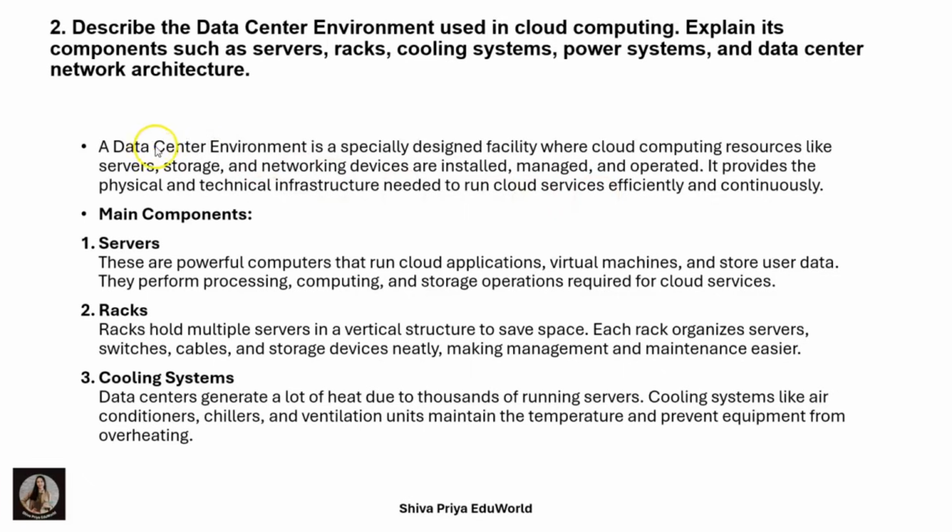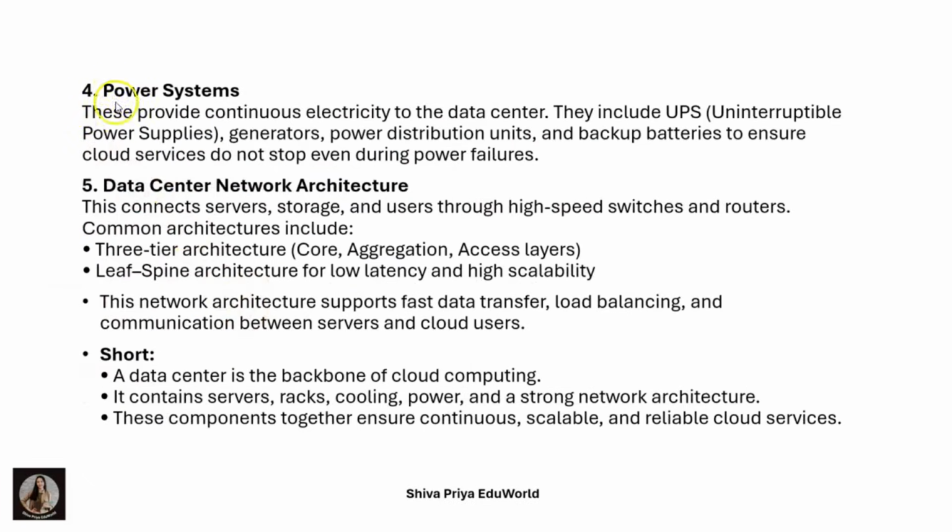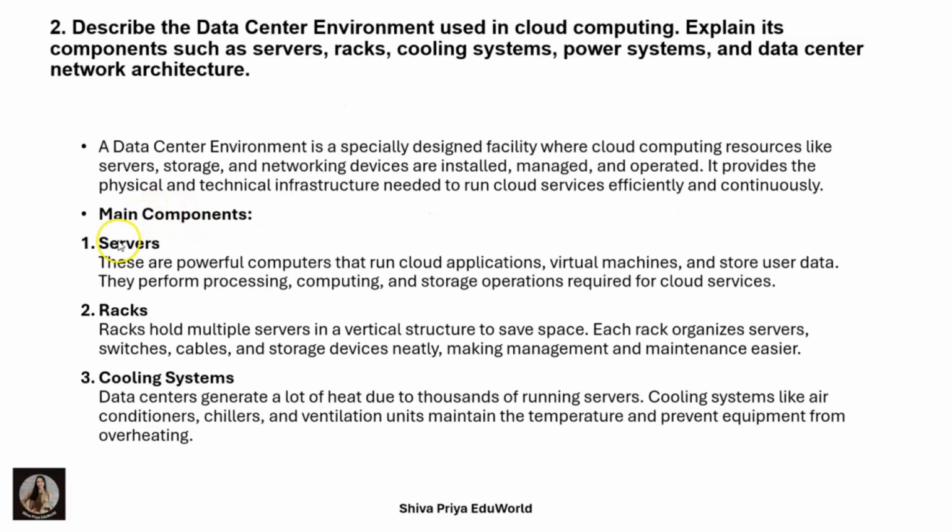This is the data center and the main components are, as I told, the servers, racks, cooling systems, power system and data center network architecture. The servers are the powerful components that run the cloud applications, virtual machines and store the user data as well. Clear? This is all about the server. They perform processing, computing and storage operations required for the cloud service. Servers will store the user data and whenever I want to access it, I can easily access it by requesting the servers. Clear? And the racks hold multiple servers in a vertical structure to save space.